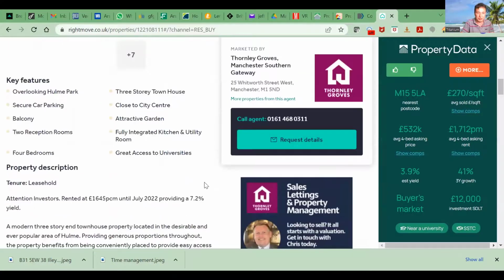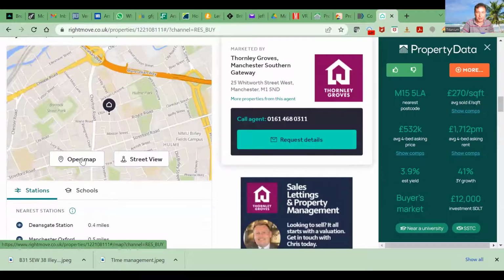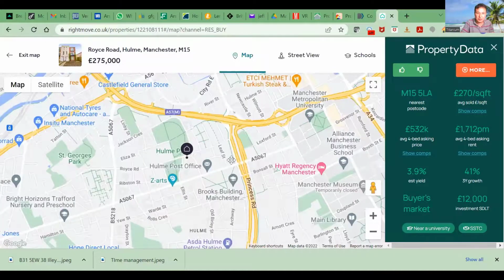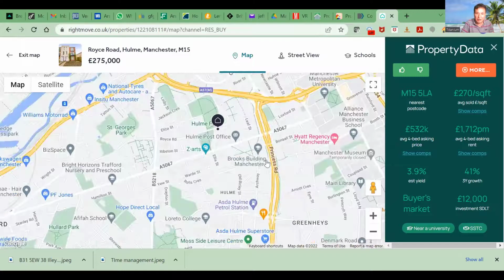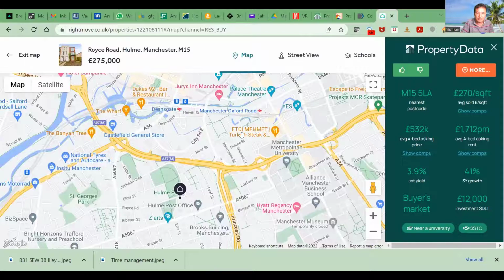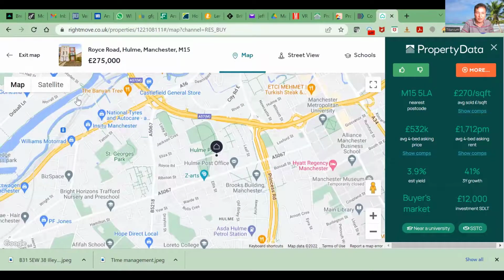Very good proportions, right? Open the map. You want to know where it is? I bet you the location is pretty good. Look at what's nearby. Very near the city center, Hyatt Regency. This is the city center already. I bet you it's a walking distance, right?